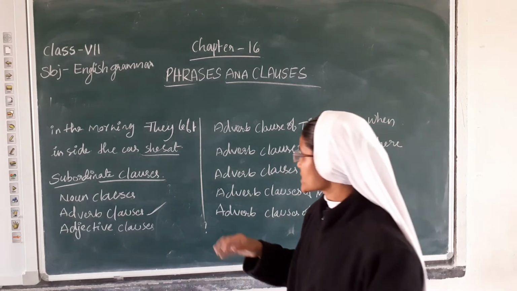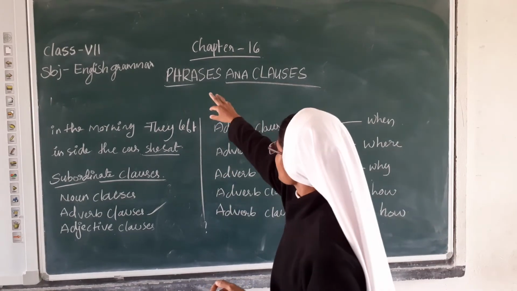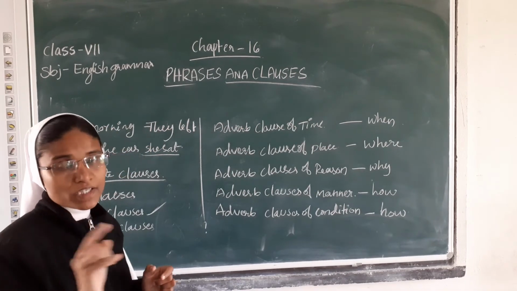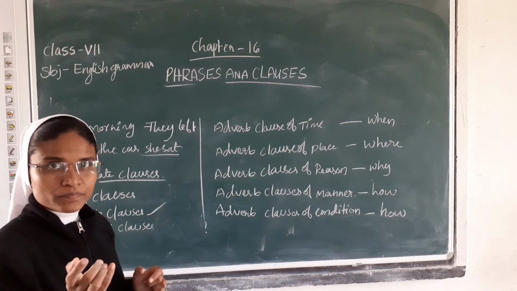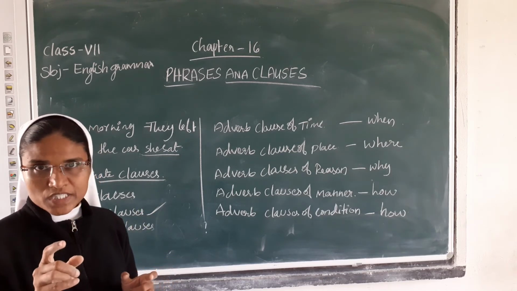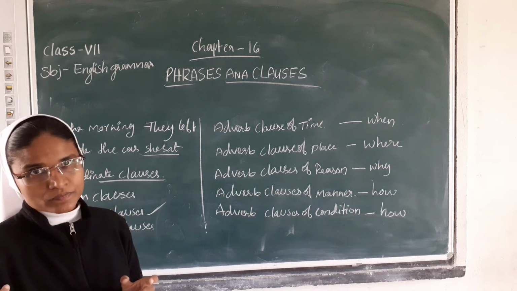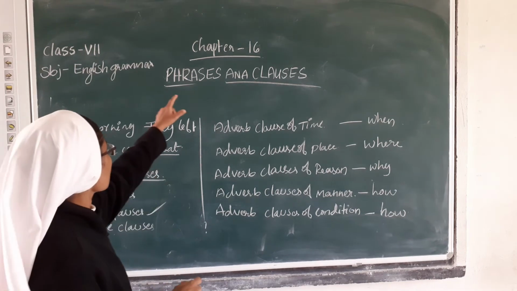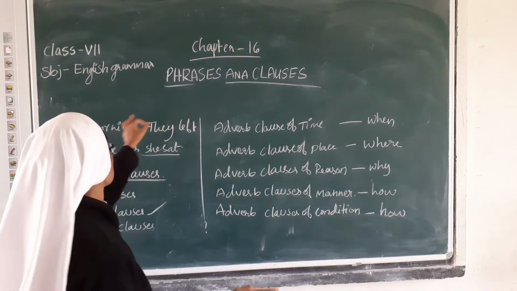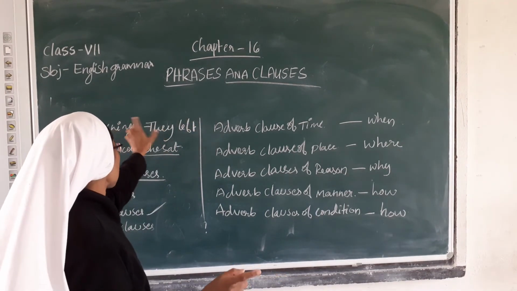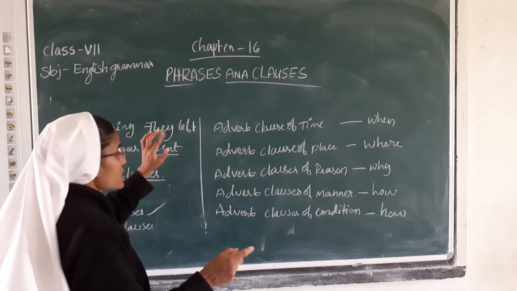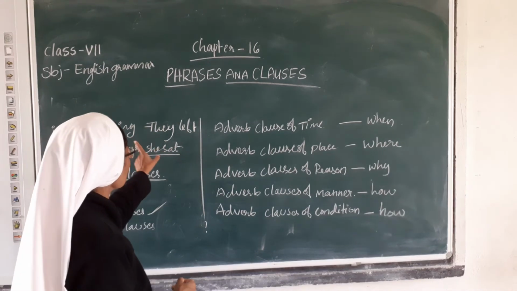So for example, once again I tell, a phrase is a group of words. It is not giving a complete sense. It does not have a subject and predicate. So that is called a phrase. Phrase examples I also told: in the morning, they left in the morning; inside the car, she sat inside the car.